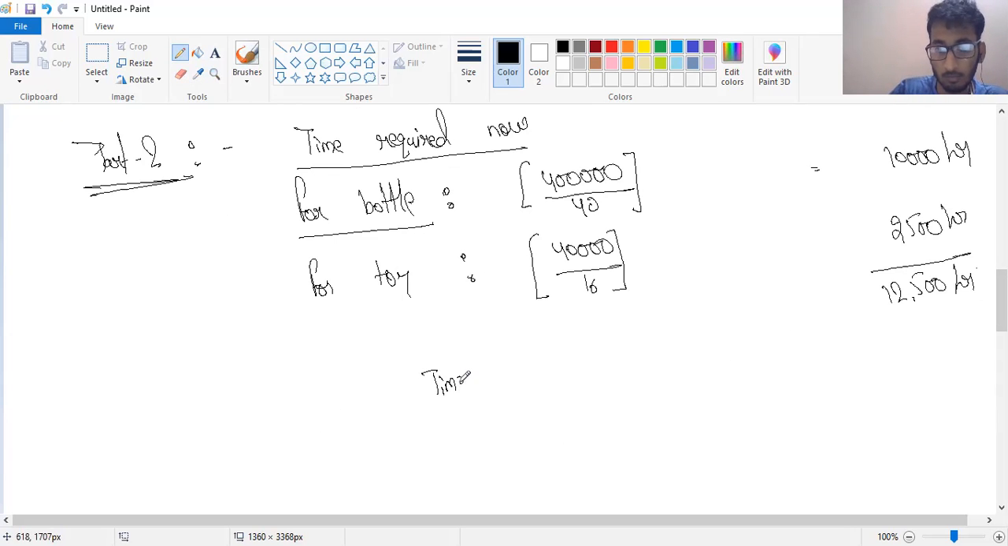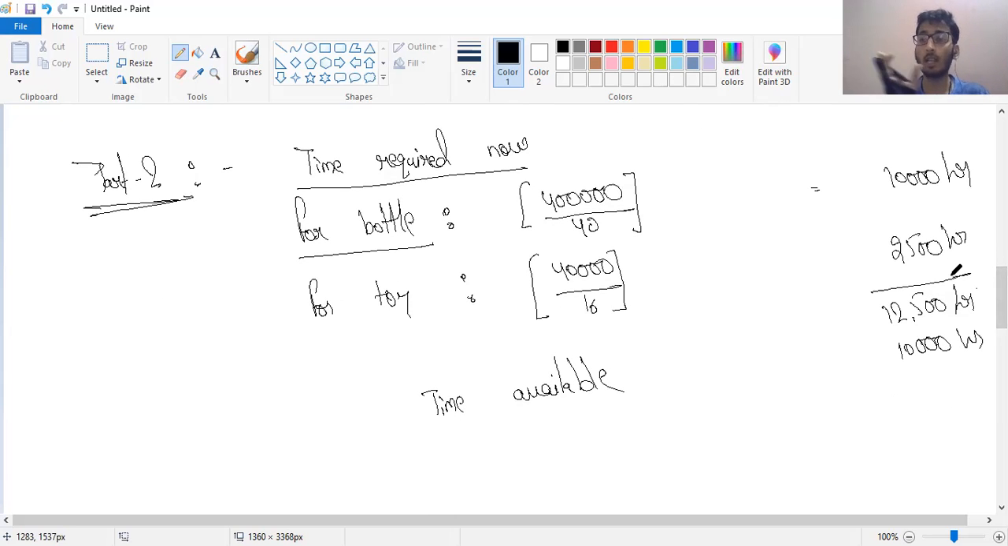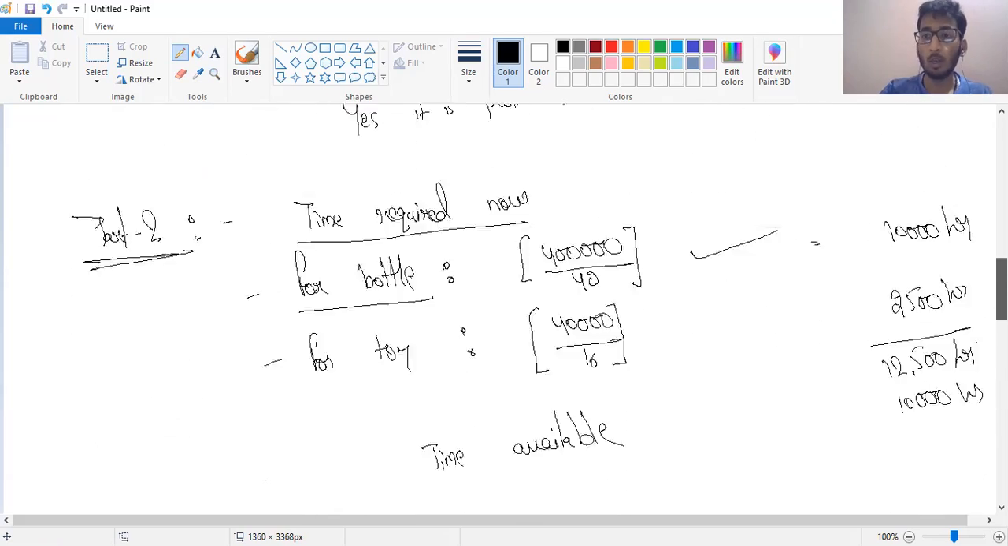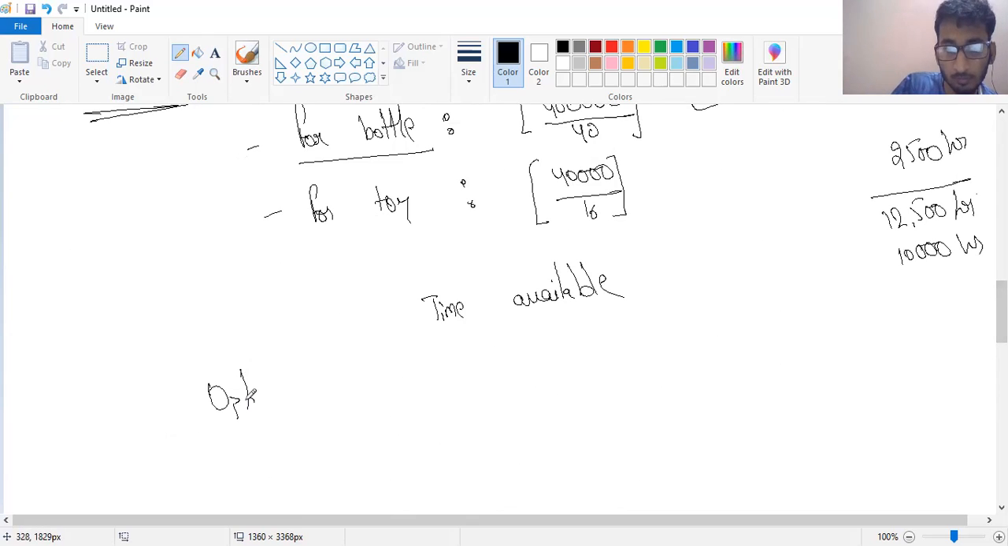But the time available is 10,000 hours only. Now, this is the real challenging scenario where the time available to us is lesser than the time required. So what options are available to me? Either I accept only the bottle, or I go ahead as I was doing earlier, making the bottle as well as the toy. So what would be the best option? Let me write option one: accept bottle only.